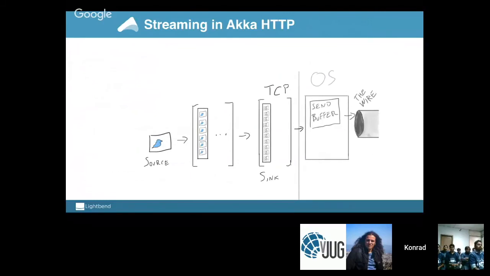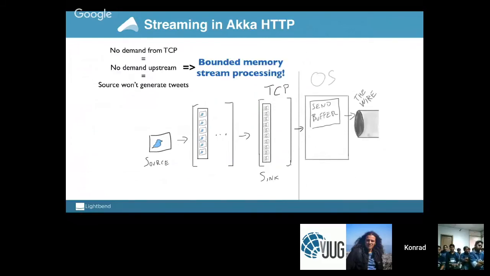And at some point, you hit the TCP infrastructure. In our example, we have a TCP implementation that exposes reactive stream semantics, and it also has some buffer inside. But at the end of the day, that's the OS buffer, right? It's the send buffer. And the send buffer is managed by the operating system, and it will also stop allowing you to push data if the TCP back pressure kicks in.